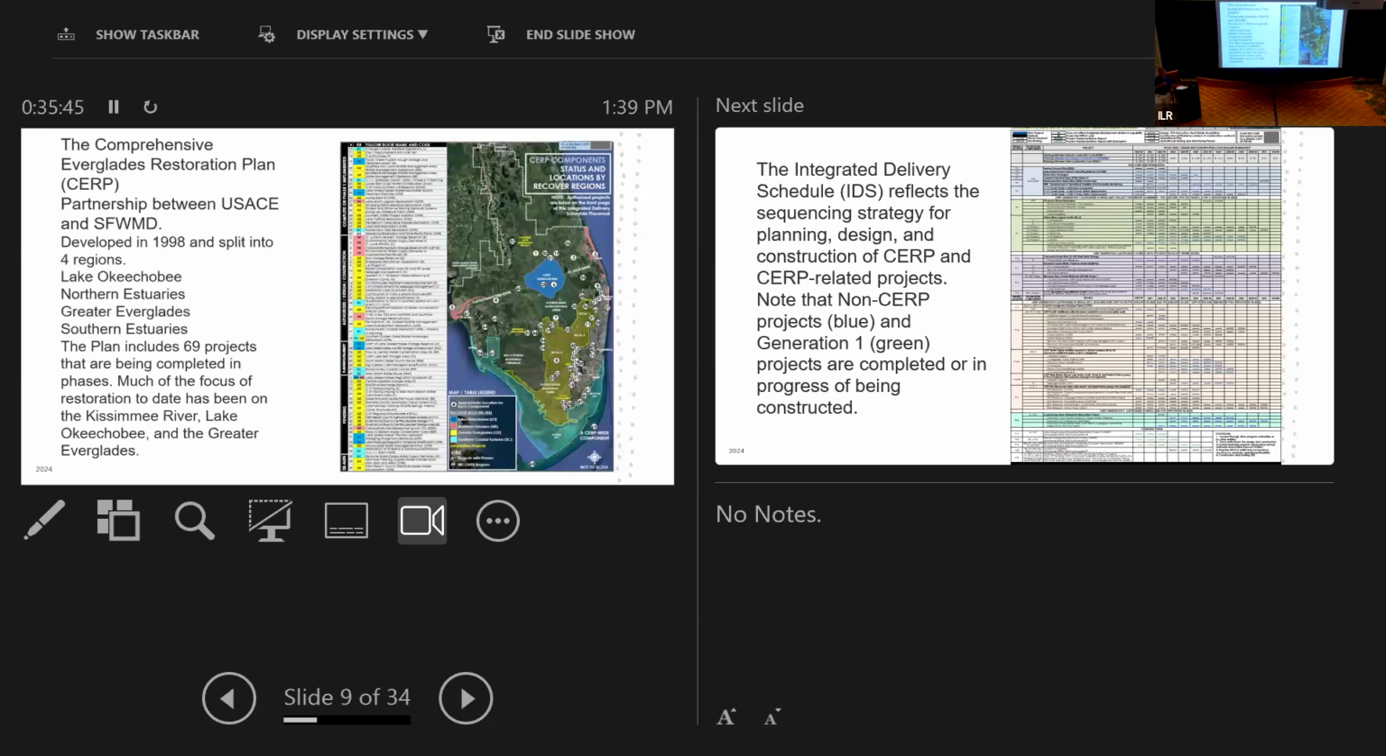So CERP, that was the next acronym. That's the Comprehensive Everglades Restoration Plan. It's a partnership between the U.S. Army Corps of Engineers and the South Florida Water Management District. It was created in 1998, and the result was what was called the Yellow Book, and that is the plan itself. And it split the Everglades up into 4 regions.